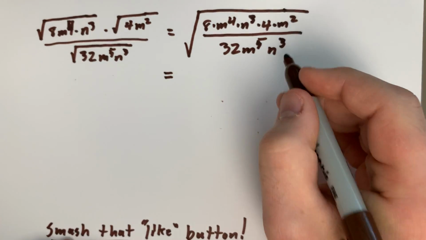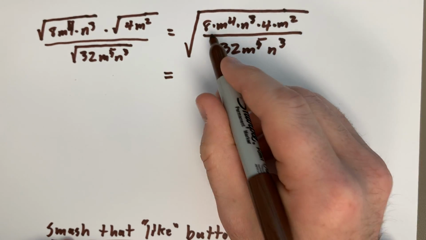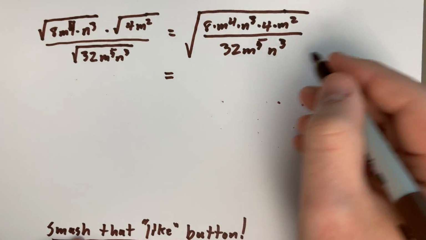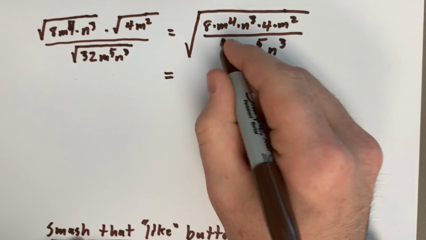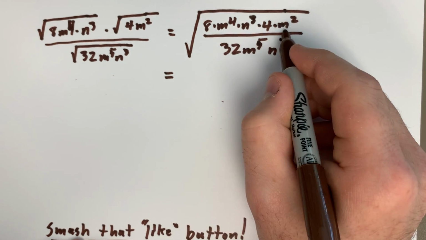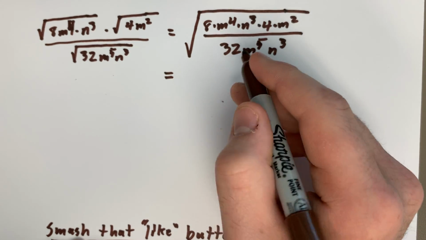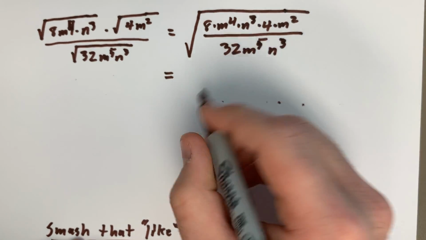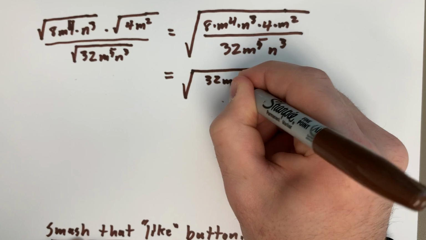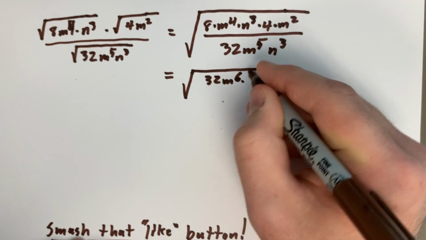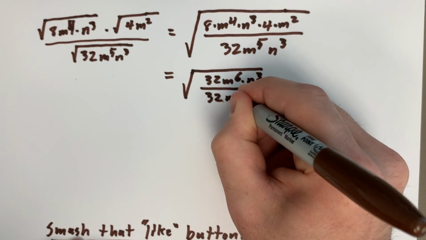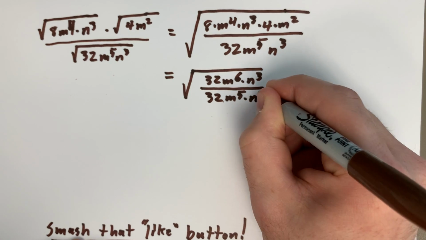All right, combine everything that you possibly can here. So we have an 8 and a 4, so those combine, and what does that give you? 8, 16, 24, 32. That's awesome. So we have a 32 in the denominator and in the top. Those will cancel. We also have 4 m's here, and we have 2 m's here. So those will multiply and give us m to the 6th. We have no n's on top, but that's okay. We'll just rewrite it. So we have 32 m to the 6th times n cubed, all over 32 m to the 5th times n cubed.